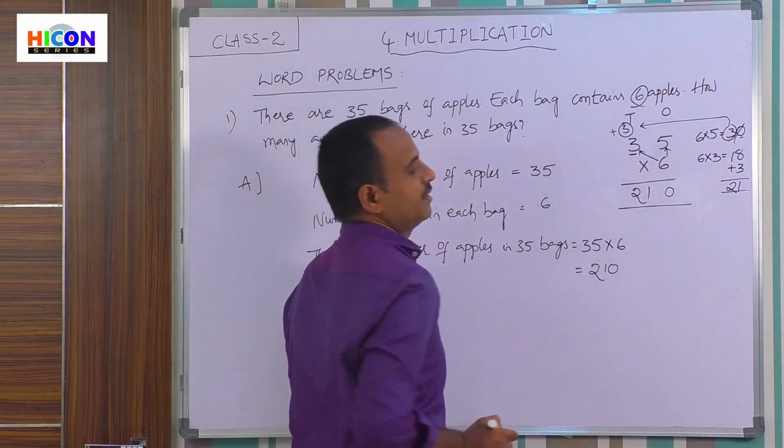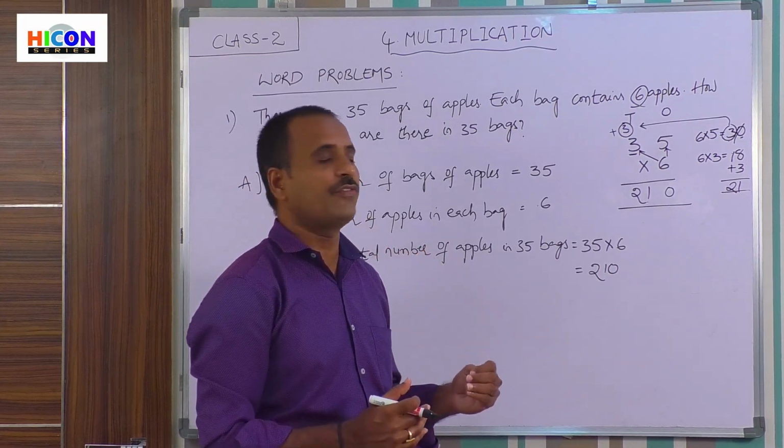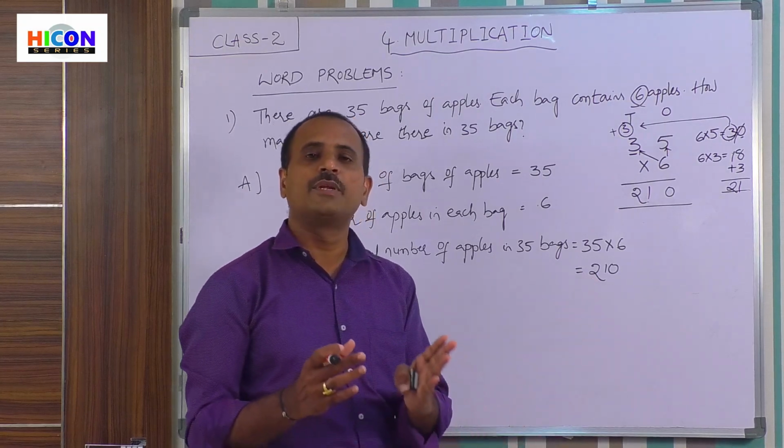So write the answer here. So children, the total number of apples in 35 bags is 210 apples.